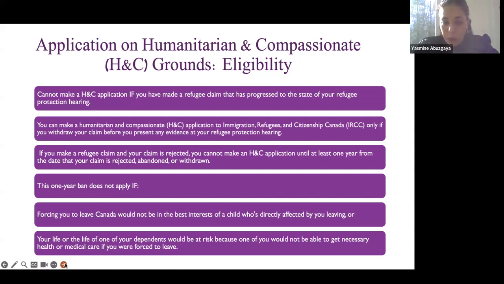It's also important to know that although multiple H and C applications can be submitted, repeated applications without new or significantly changed circumstances are not likely to succeed.